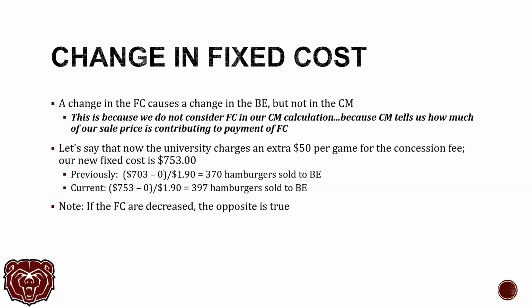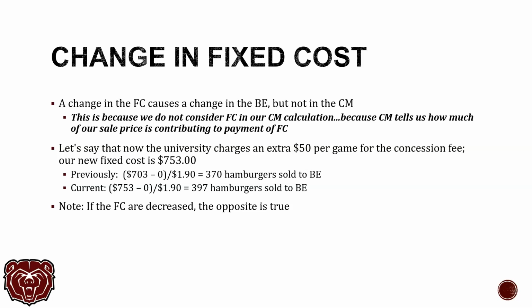So let's say that now the university is going to charge us $750 per game as a concession fee instead of $700 per game. This brings our total new fixed cost to $753. So previously we needed to sell 370 hamburgers to break even. If they raise that cost to us, our fixed cost by $50, we would now need 397 hamburgers to break even. So we can see here that even just a little bit of change in one of the variables inside of the model can have a pretty drastic impact.